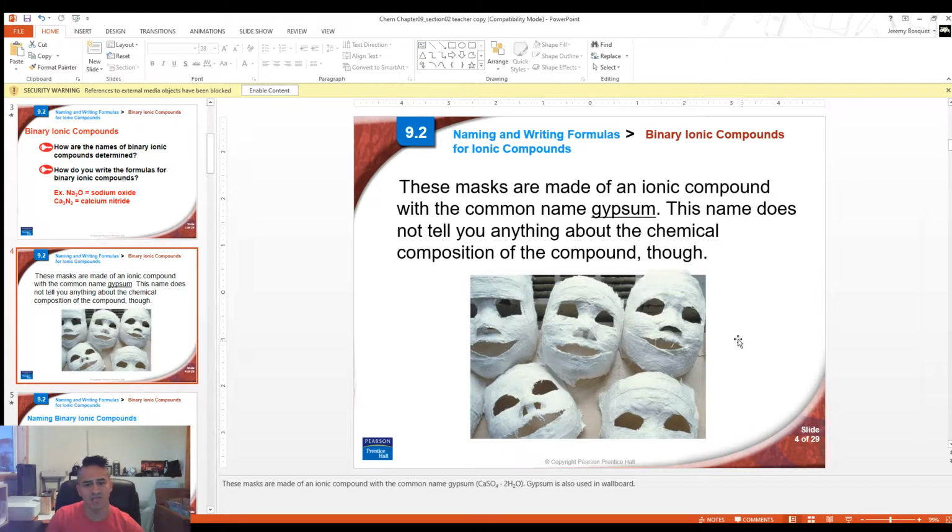So, there's a lot of names in chemistry when it comes to chemical compounds, and a lot of the names are common names. So gypsum, for example, is a common name. That is, I think, calcium carbonate, which, when you hear common names, they don't really tell you anything about the chemical composition. Another example of a common name that you probably have never thought about is water, right?